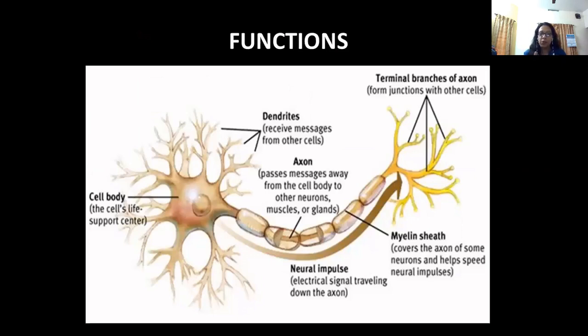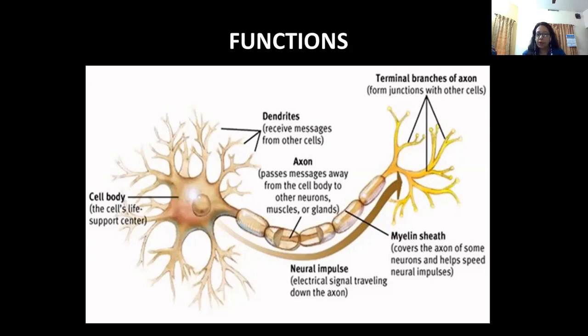I told you about the cell body, and this cell body is the cell's life support center. And these dendrites, what do these dendrites do? They receive messages from other neurons or other cells. And what is the function of the axon? The axon passes messages away from the cell body to other neurons, muscles, or glands.